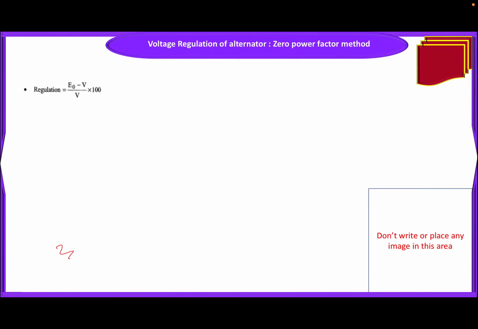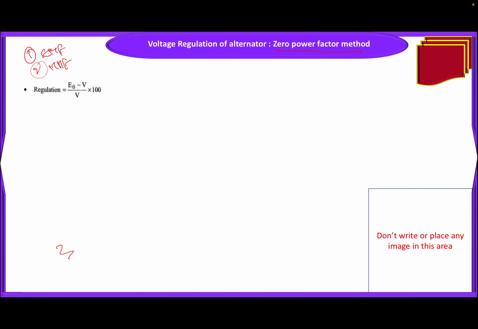So we'll continue our discussion about the third voltage regulation method. In the last two classes, we discussed the EMF method, and the second one, the MMF method of voltage regulation. We even solved numerical problems on the EMF as well as MMF methods. Now we will discuss the third method, the zero power factor method.